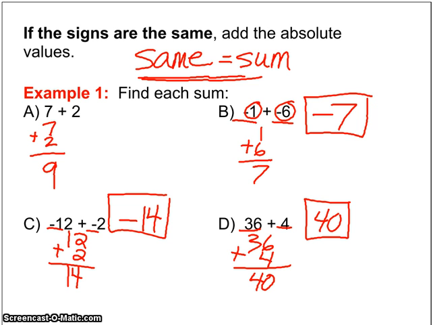So again, the steps when you're adding integers. Step number 1, determine if you have more positives or negatives, and that will determine if your answer is positive or negative. And then if the signs are the same, if both numbers are positives or both numbers are negatives, you are going to take the sum.